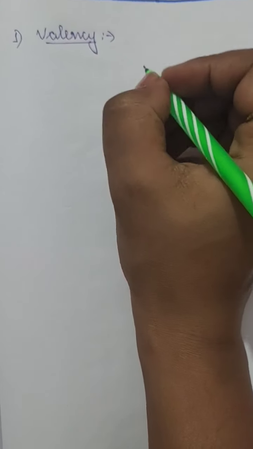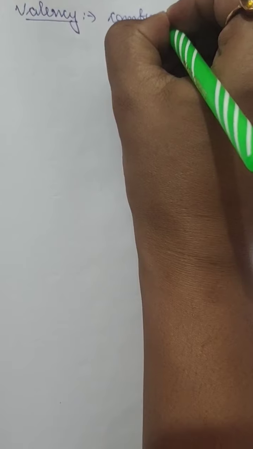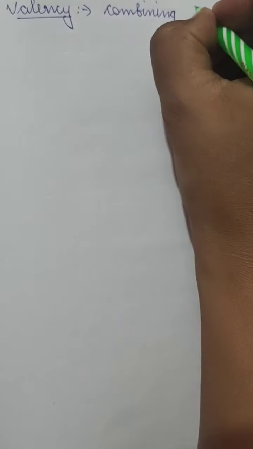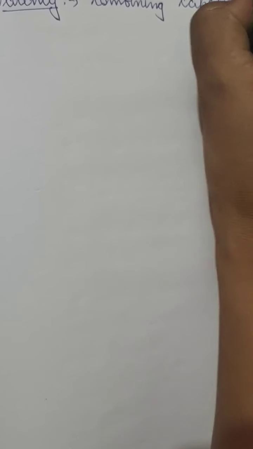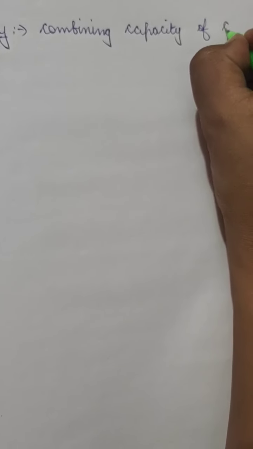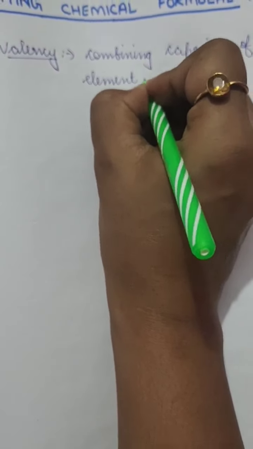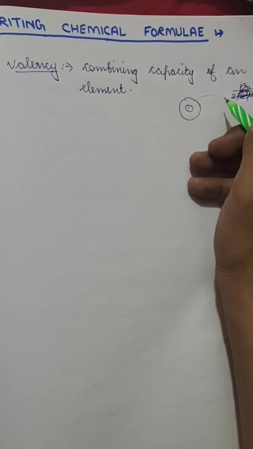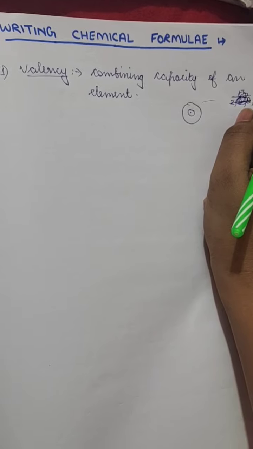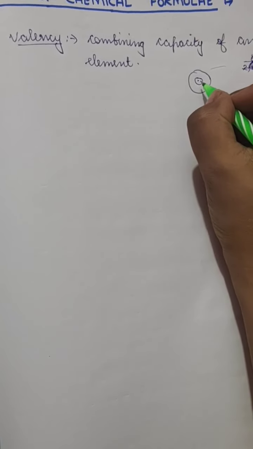So valency is actually the combining property. It's the combining capacity of an element. So valency is the combining capacity of an element. In any atom, the outermost shell is known as the valence shell.